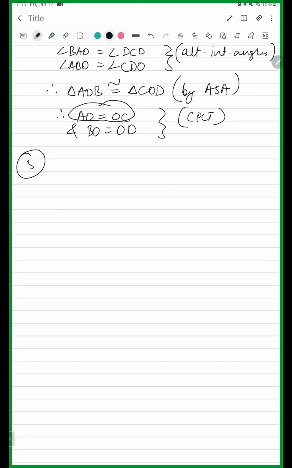It says diagonal AC of a parallelogram bisects angle A. Show that it bisects angle C also, and show that ABCD is a rhombus.